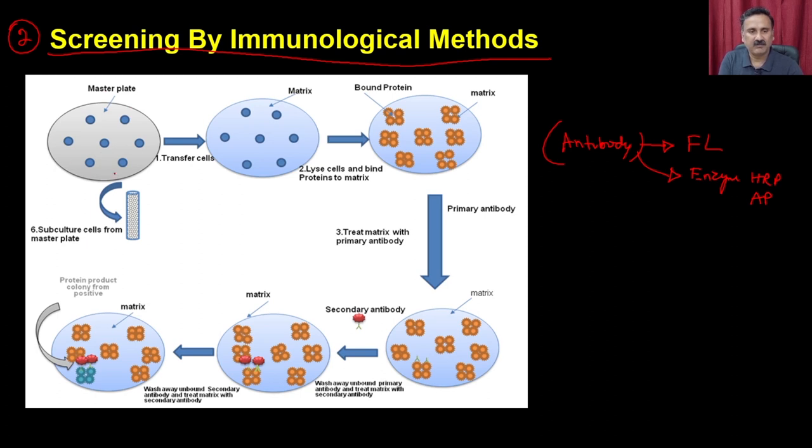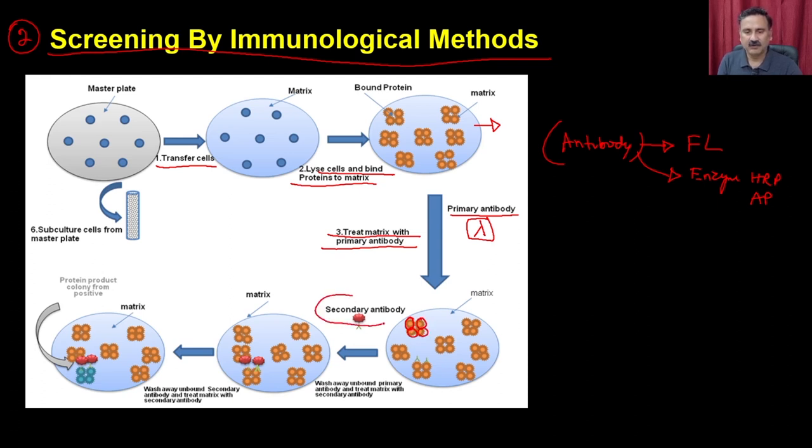You are first going to prepare the master plate, and then you are going to prepare the replica plate, and from the replica plate you are going to transfer the cells onto the membrane, and that's how you prepare the nitrocellulose membrane. Then you lyse the cells and allow the protein to bind to that site. Once that is done, you add the primary antibody, which will go and bind to the sites wherever you have the antigen of interest. You treat the matrix with the primary antibody, and the primary antibody binds the proteins present within the cell.